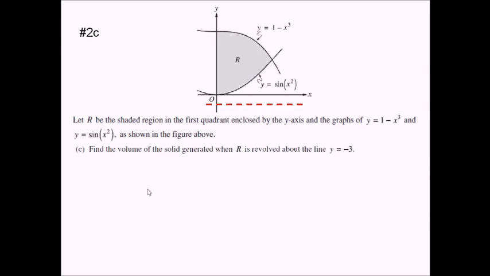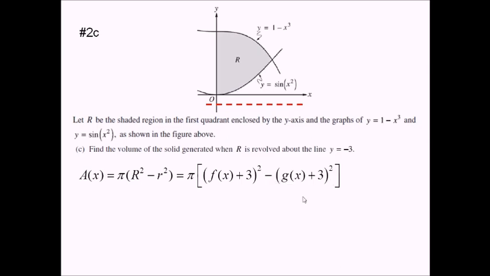So I'm going to write A of x equals pi times big R squared minus little r squared. The big radius, that's the distance from the axis of revolution to the further away function for my bounded region. So that's just f of x minus -3, or f of x plus 3. And we still have a pi, and we're squaring f of x plus 3 inside a big parentheses here. Now I'm going to subtract from that the square of my little radius, which is just going to be my closer part of my bounded region minus the axis of revolution. So g of x plus 3, quantity squared, and subtracted.